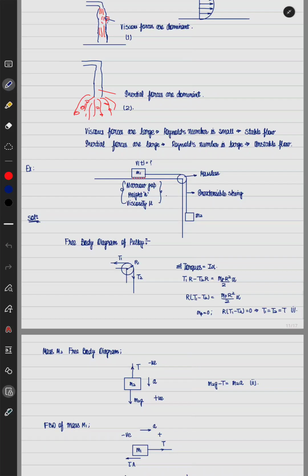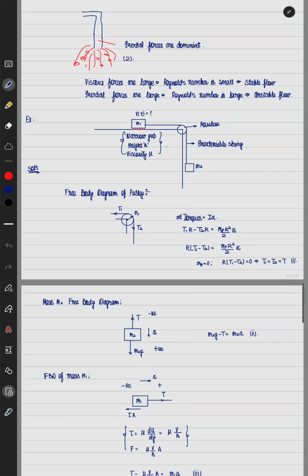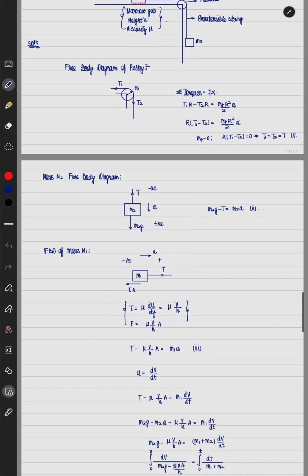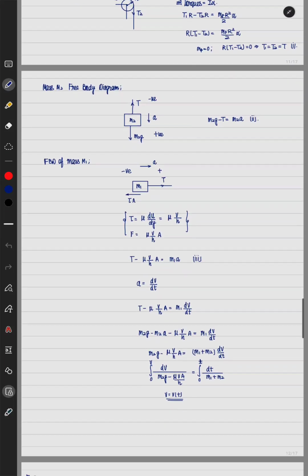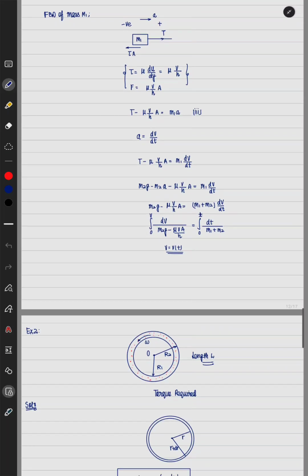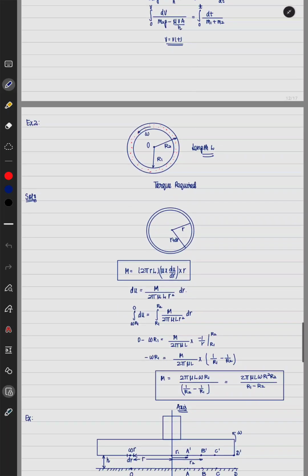The first example was related to the mass pulley system, in which there is some liquid placed at the bottom of mass m1, and we had to find the velocity as a function of time for the mass m1. We drew free body diagrams on the different masses in the pulley system, and we tried to evaluate the velocity as a function of time. The next example had two different concentric cylinders, and we wanted to evaluate the torque which is required to drive the cylinder.